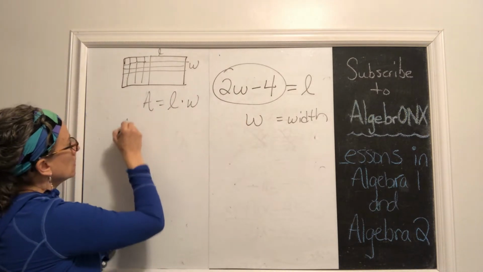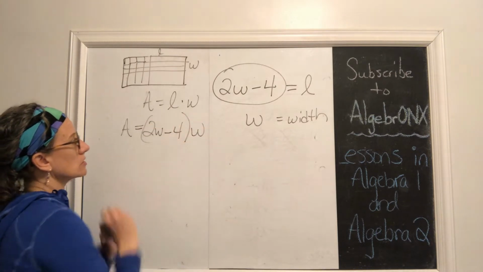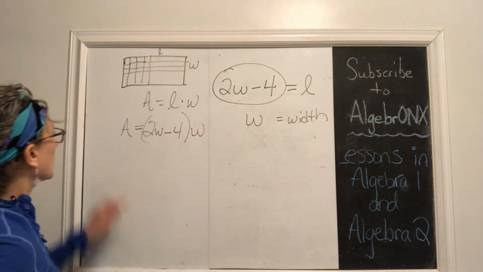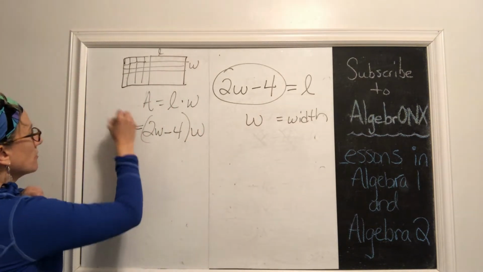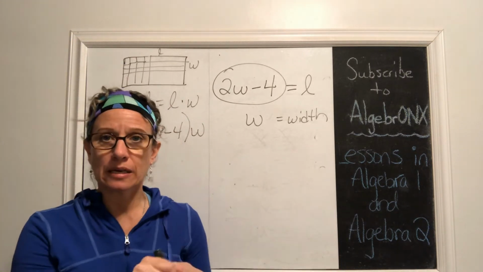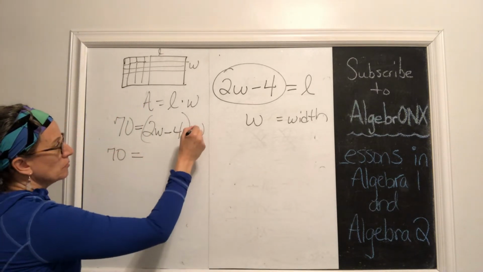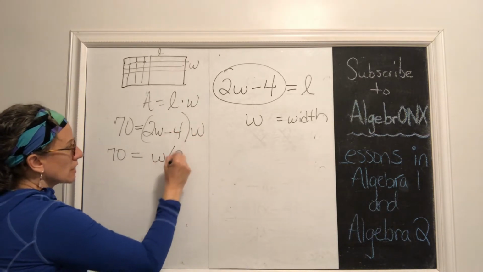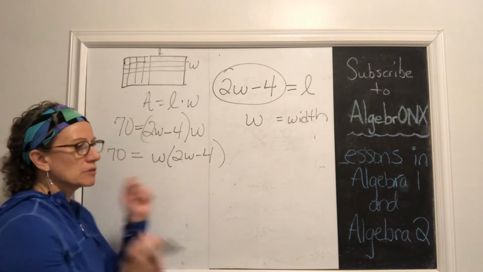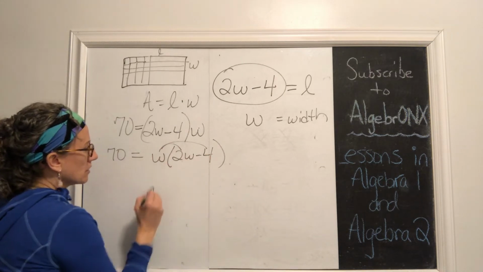But L is 2W minus 4. The width is just W. And we're told the area is 70 square feet. So I don't have to write A, I just put 70. Okay, next step. Distribute. Make it equal 0, because when you distribute it, it's going to end up being a quadratic. So, usually you guys like to see that W on the left. So sometimes you could just turn it around if it's disturbing you on the right, and then distribute it in.